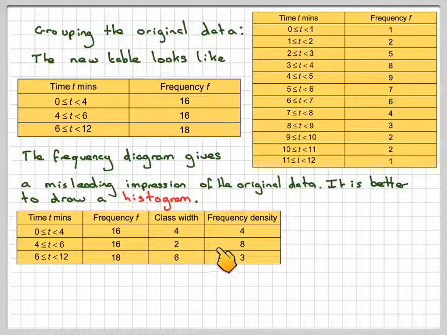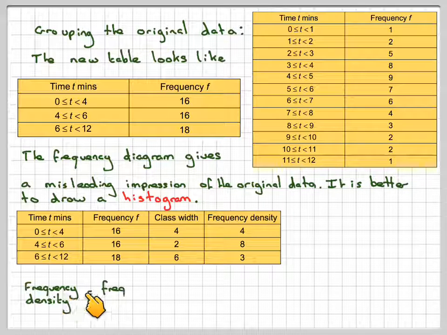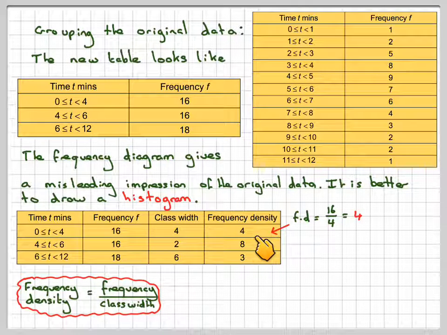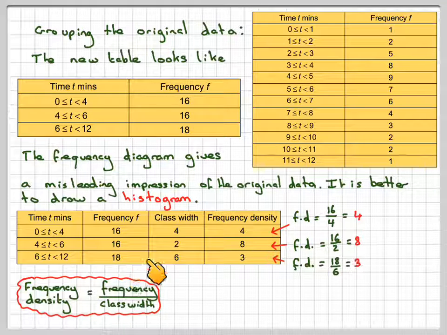which is 6. Now to get the frequency density, frequency density is the frequency divided by the class width. So this cell here, for example, will be 16 divided by 4, which is 4. This cell here would be 16 divided by 2, which is 8. And the final cell would be 18 divided by 6, which gives me 3. Now if we make these the height of the bars.